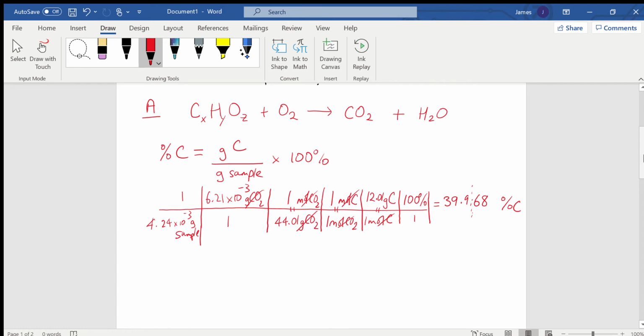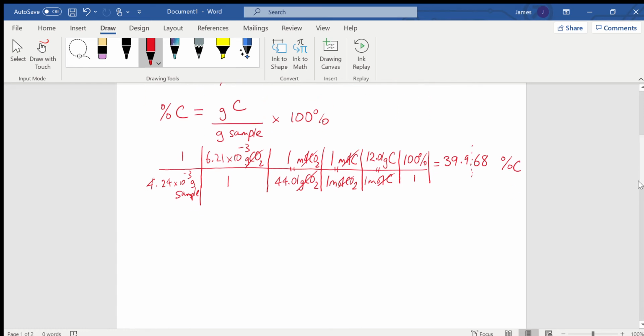Okay, moving on, we're going to do something similar with hydrogen. So we're going to say that the percent hydrogen, actually let's do hydrogen in a different color, just because we can. For no other scientifically valid reason other than we can. Okay, so percent hydrogen, let's say, is the grams of hydrogen over the gram of sample as a percentage.